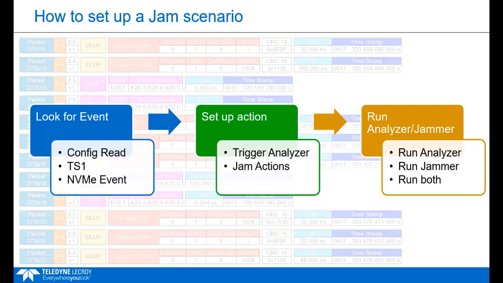So first of all, what you're going to do is look for some kind of event. It could be a configuration read, a TS1, it may be an NVMe event. When you see that event, you need to set up some type of action, whether it's trigger the analyzer or insert a jam condition. That could be delete a packet or modify a packet, for example. And then once everything's set up, you'll set up the analyzer and jammer to run either, or run both analyzer and jammer together.